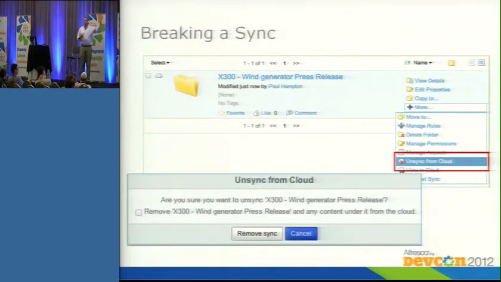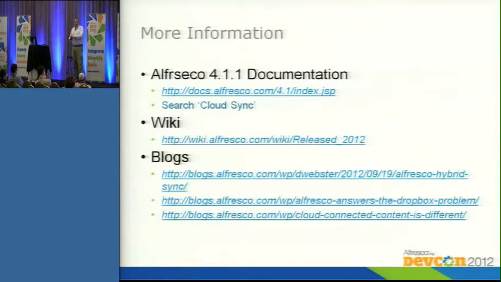At the end of a project, you can break a sync. So I can go back in and say I want to unsync that from the cloud. I can then click the box there that says I want to remove the content, and that will break the sync and actually remove the content from the cloud, and now our only copy will be on-premise.